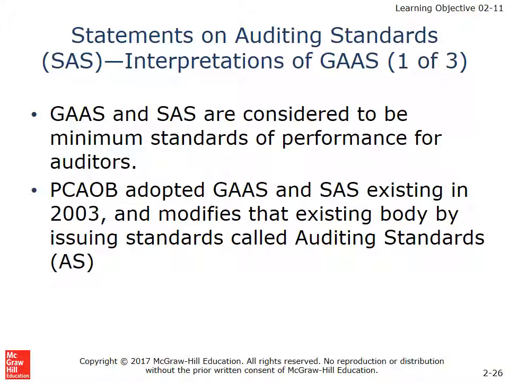the generally accepted auditing standards. The PCAOB has adopted generally accepted auditing standards, and the standard account auditing standards existing in 2003 and modifies that existing body by issuing standards called auditing standards, AS. So when you see an AS, that is an auditing standard that has been created by the PCAOB. If you see an AU, that is the Auditing Standards Board acronym for auditing standards they create.